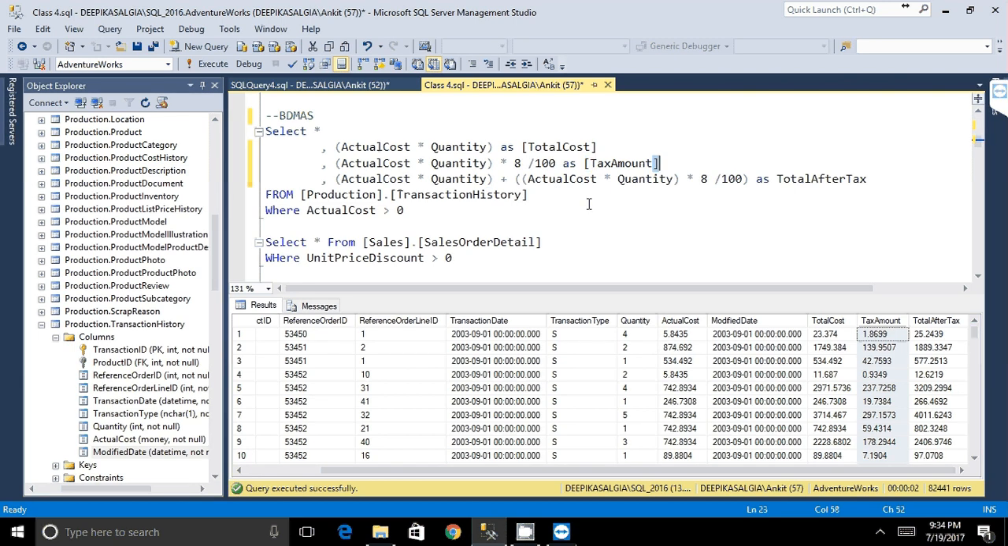the square bracket is for aliasing. Okay, so there is a difference between the square bracket and the round bracket.